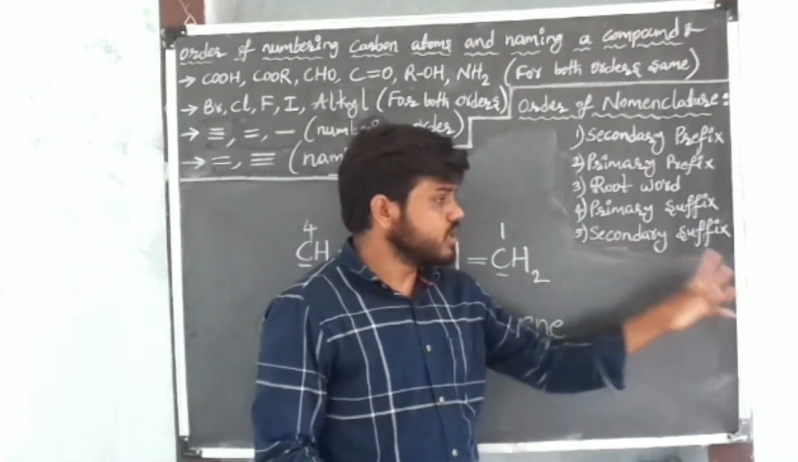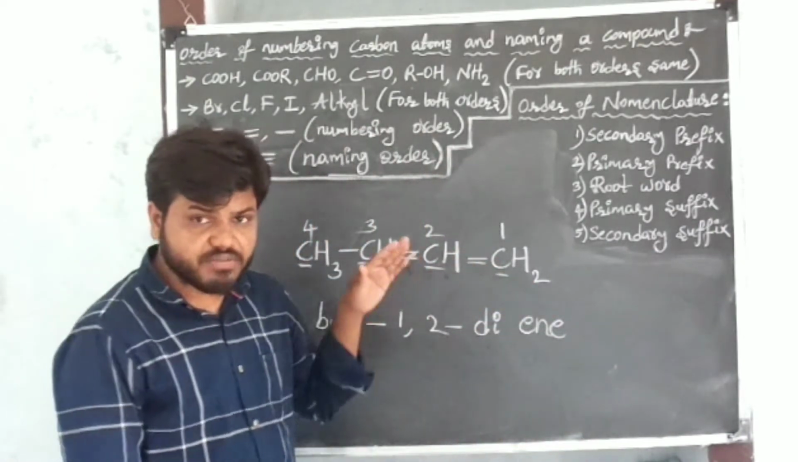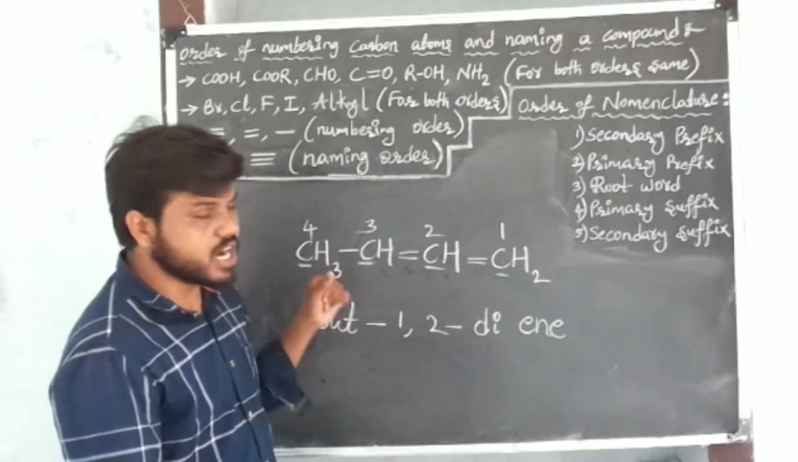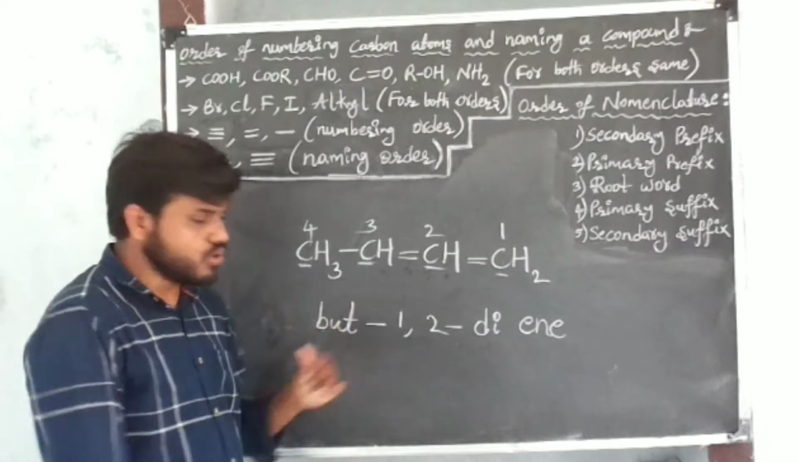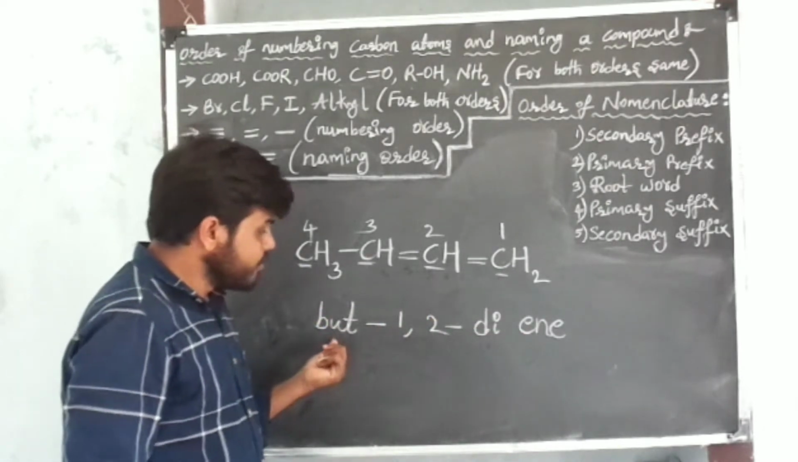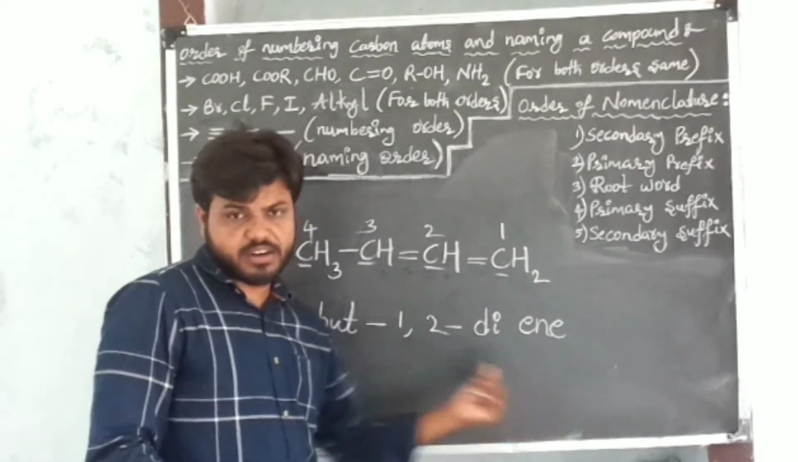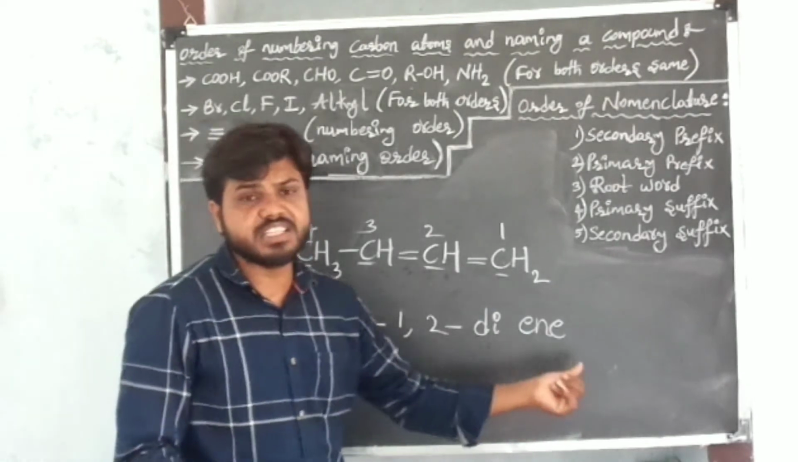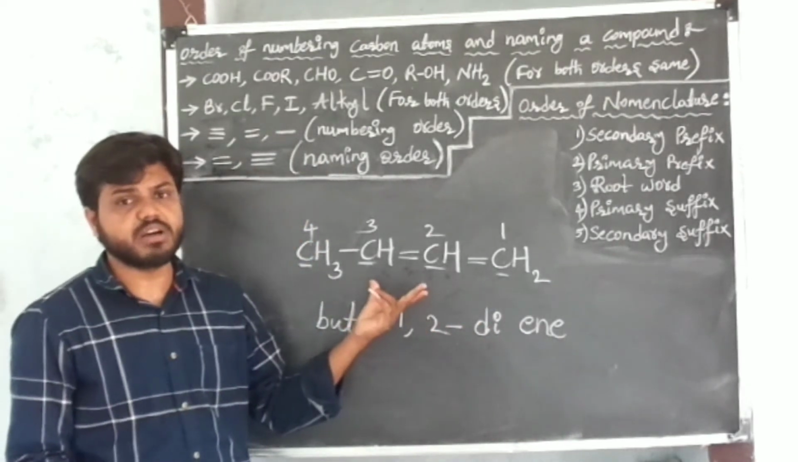After that, go to the secondary suffix. Secondary suffixes are functional groups. Functional groups are not present in the given carbon compound. So this is our required IUPAC name of the given carbon compound: but-1,2-diene. But-1,2-diene is the IUPAC name of the given carbon compound.